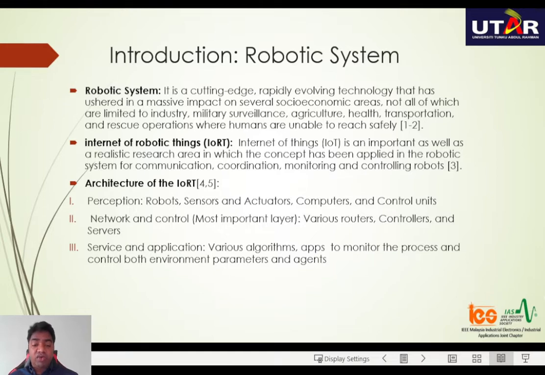The architecture of IoT has three layers: perception layer, network and control layer, and service and application layer. In the perception layer, all robots, sensors, actuators, computers, and control units are connected. In the network and control layer, various routers, controllers, and servers are involved. In the service and application layer, all apps for monitoring the process and controlling the agent and environment parameters are involved.